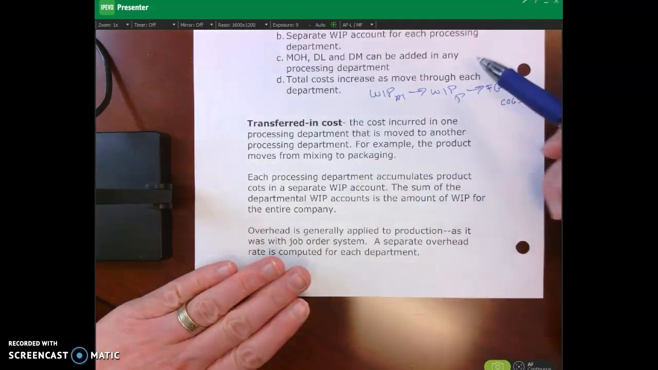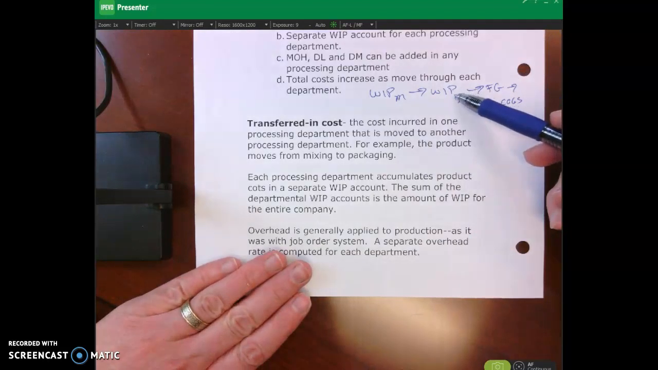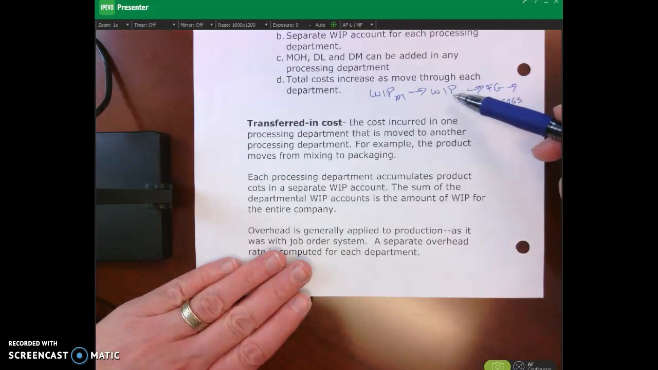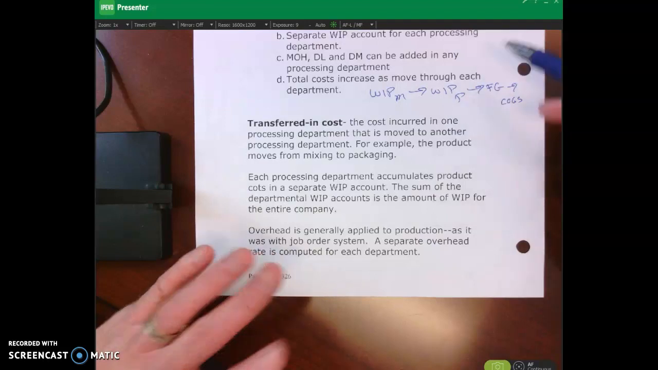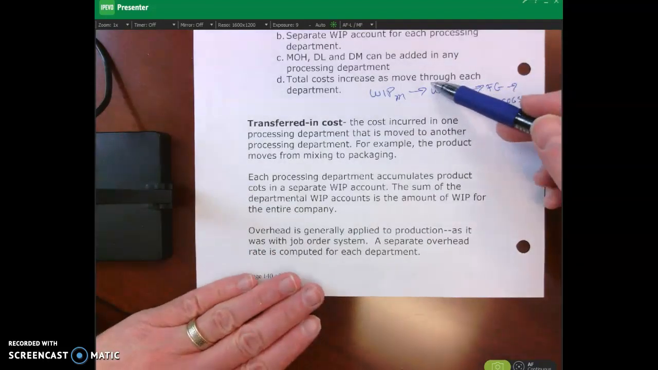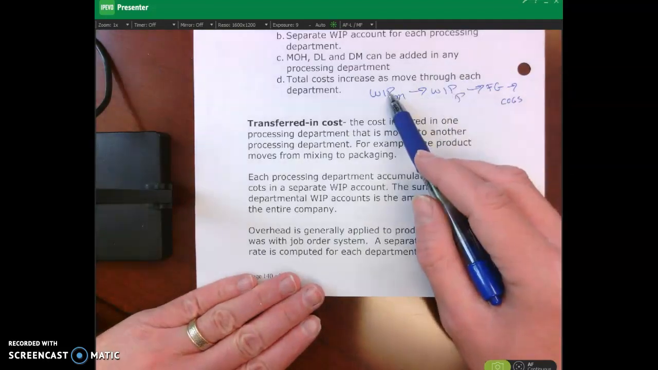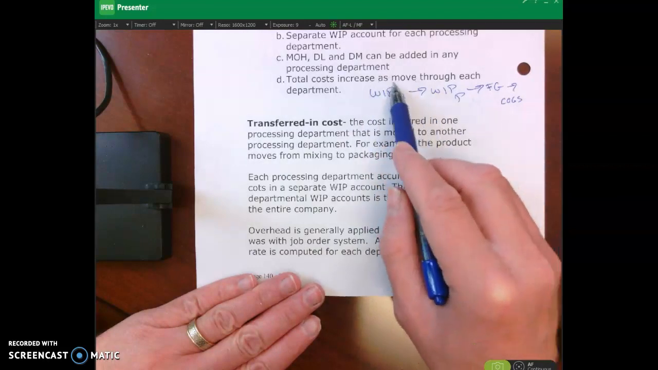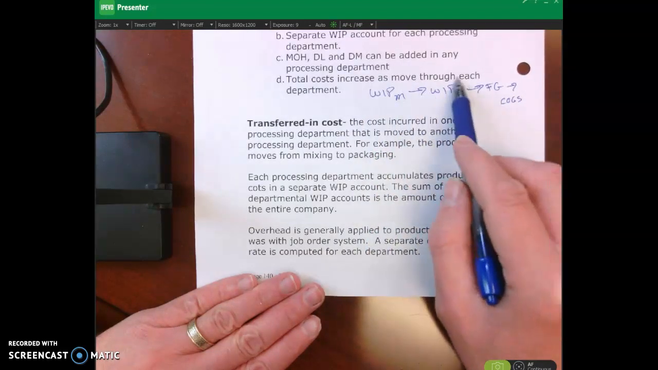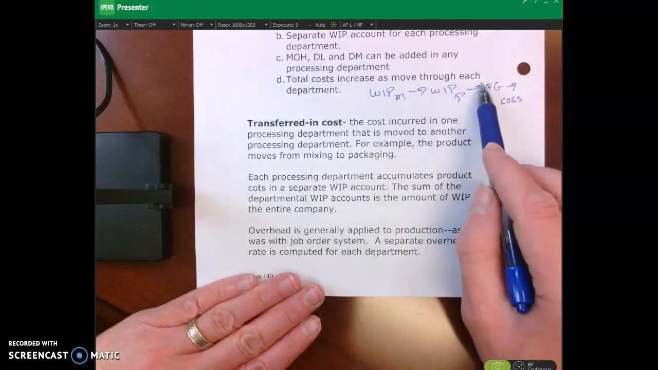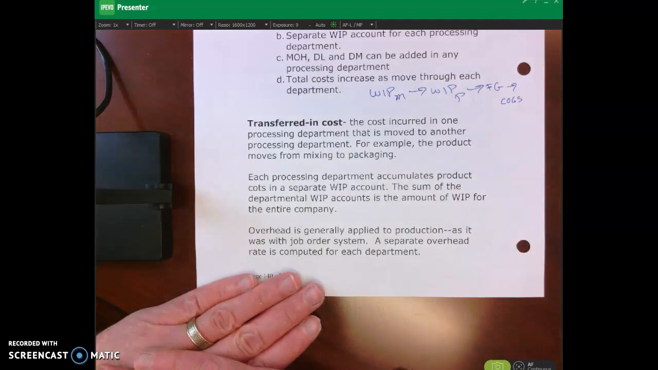And then in the packaging department, we add in more materials, maybe the bow, the nice packaging. We also have to add some labor because we have to pay people to put on the bows or to operate the machinery to put on the bows, and then all the nice packaging. So what's happening is as we move from here to here, from mixing to packaging, the total costs are increasing because we keep adding in more materials and labor here, and more materials and labor and overhead here, and then once it's done, it moves to finished goods.